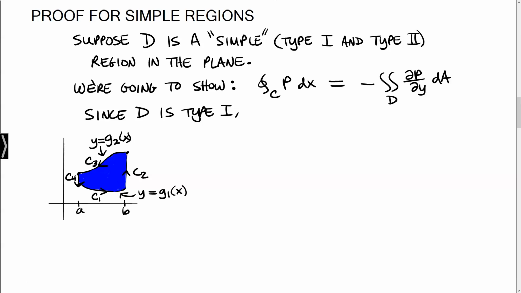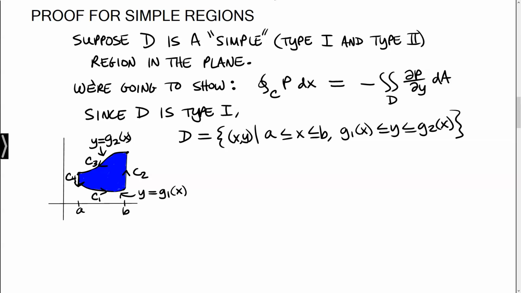And this picture is kind of for dramatic purposes, and it doesn't necessarily have to look exactly like this, but we do know that there's 2 values, a and b, and it's everything between these 2 functions, graphs of these 2 functions between a and b. So the integral around C is just C1, C2, C3, C4. So one way you could write this is to say D is equal to the set of all x, y, so that x is between a and b and y is between G1 of x and G2 of x.